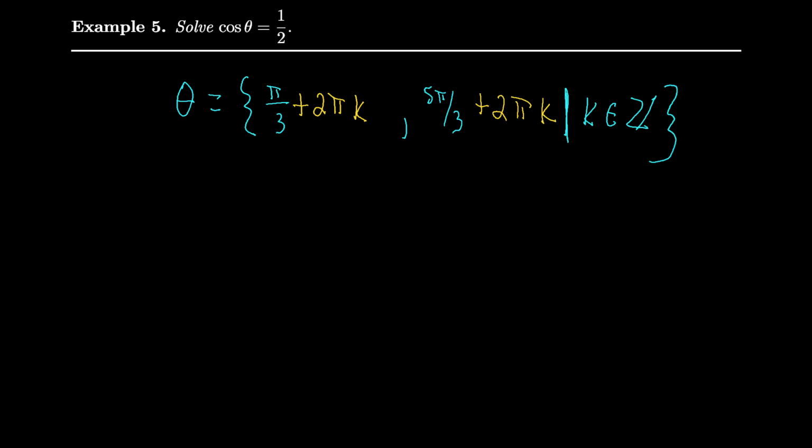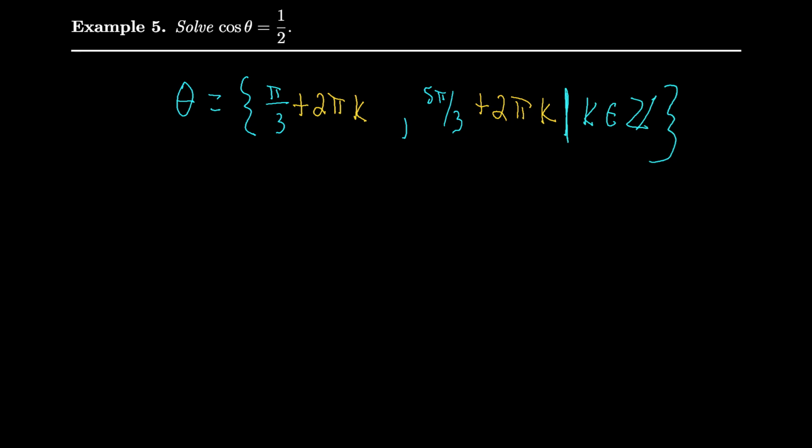So if k is 0, then we're adding 0, and we just get the 2 normal answers. If k is 1, then we're adding 2 pi times 1. We're adding 2 pi. If k is 2, then we're adding 4 pi. That is, we're going around twice. If k is 3, we're going around 3 times. Integers also include the negative numbers, so that's going around negative as well.